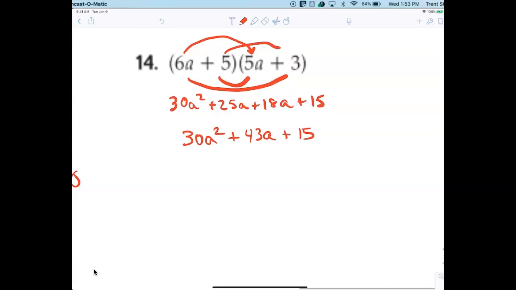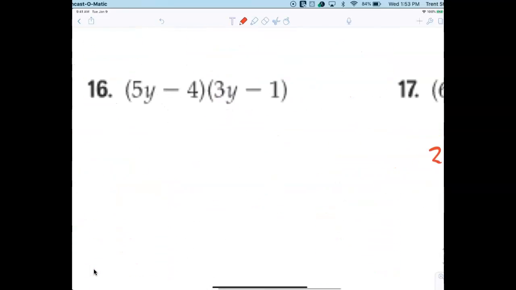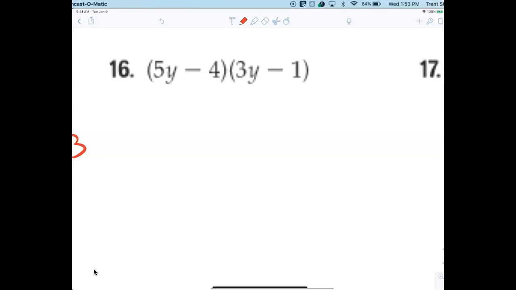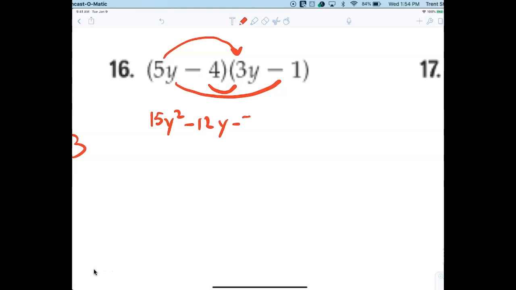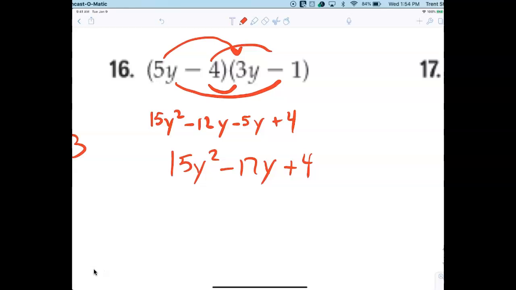All right, let's continue. Here we go. 16. More practice here. All right, come on, guys. 5y times 3y: 15y squared. First smiley face: negative 12y. Second one. And then finally, yep. Combine the middle terms, please. Nothing to it.